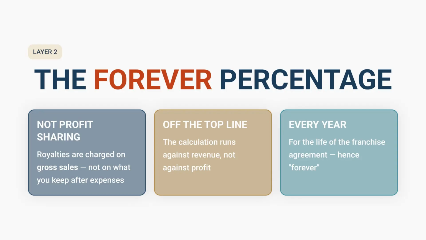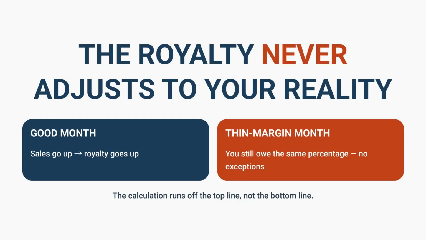Royalties are not profit sharing. They are charged on gross sales, which means you pay them based on your revenue, not based on what you keep after expenses. When your sales go up, the royalty goes up. When you have a thin margin month, you still owe the same percentage. The calculation runs off the top line, not the bottom line.